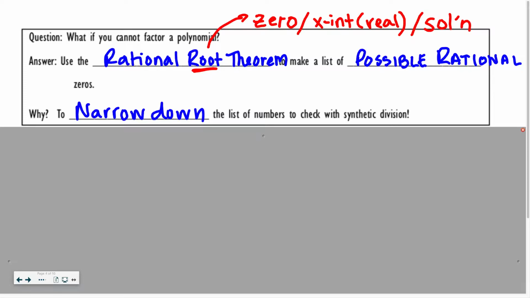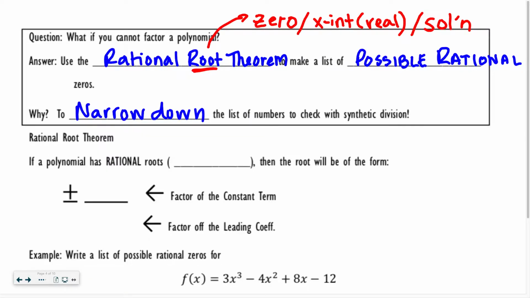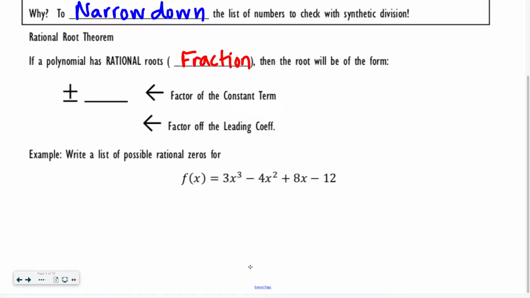Okay, so down at the bottom of this paper, it says, if a polynomial has rational roots, and I'm going to put fraction there just as a reminder, then it will come in the form plus or minus, and then we're going to call them P over Q.